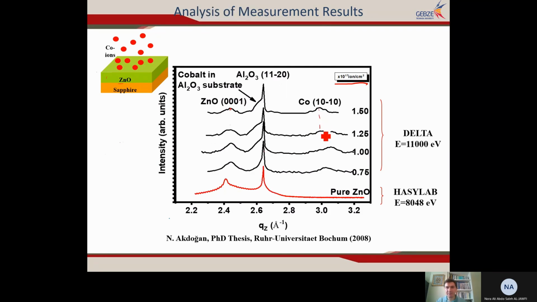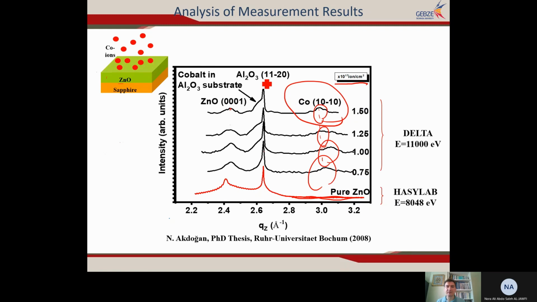Here we have another peak which was absent here in the pure zinc oxide. Here we have an additional peak, which is coming from the cobalt clusters. Okay, cobalt is also hexagonal, so you can also write this one in hexagonal form. So we have cobalt clusters.